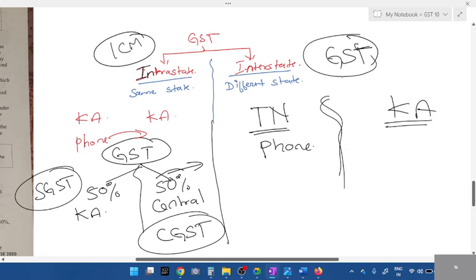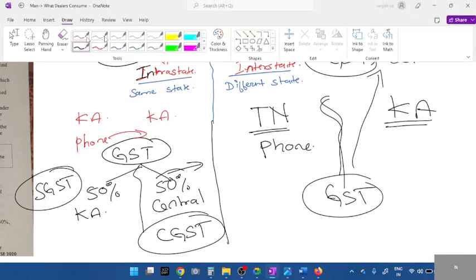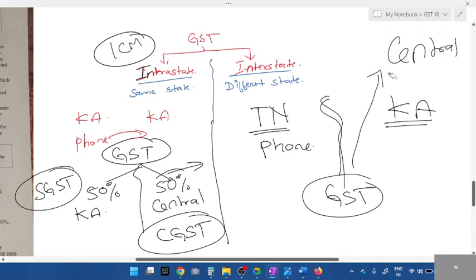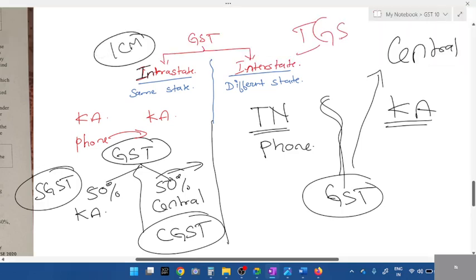Remember, whenever there are two CMs, there is always a fight. So what the central, what the Modi government, will decide is that instead of you all fighting over GST, they'll take this entire GST, and it will go to the central government. They won't pay the state government. Not even a single rupee will go to the state. The name given to that is IGST. I stands for integrated, IGST.